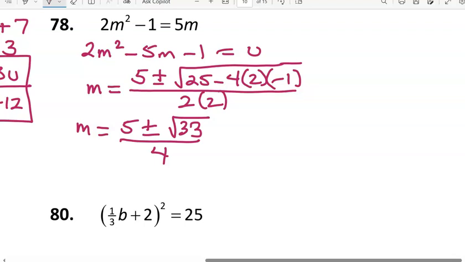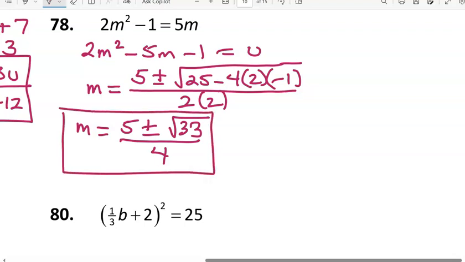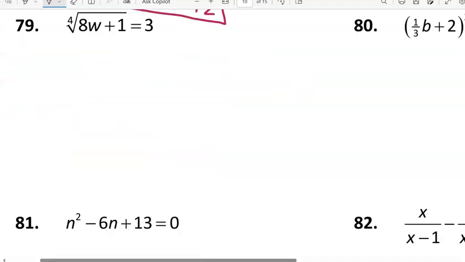Since the radical doesn't simplify and there are no common factors to cancel or to reduce this by, we've got that as our final solution. So we have two solutions, 5 plus the square root of 33 over 4 and 5 minus the square root of 33 over 4. In number 79, we have a fourth root equation.